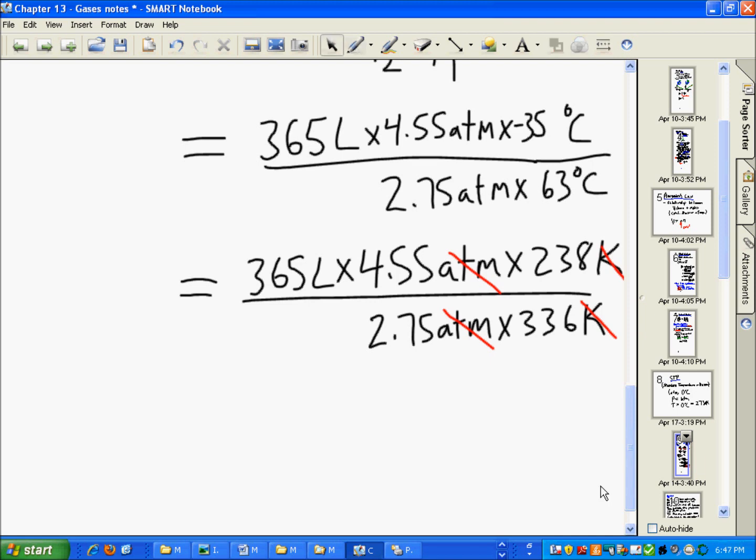And you can also see what effect things are having. So 4.55 over 2.75, that should be not quite 2. But that's going to increase the volume. And the 238 over the 336 should decrease the volume. So you're going to have an increase in volume times a decrease in volume. So that means the volume may not change very much. So when you put the pressures over top of each other and temperatures over top of each other, it helps you to kind of estimate what's going to happen with the volume. Okay, so now you can go ahead and do that calculation.